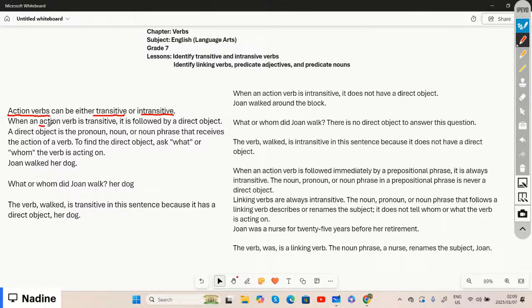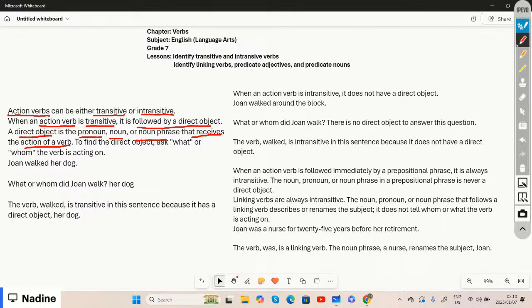When an action verb is transitive, it means that it is followed by a direct object. Once we have a transitive verb, that verb is followed by a direct object. A direct object is either a pronoun, a noun, or a noun phrase that receives the action of the verb. That is the direct object.